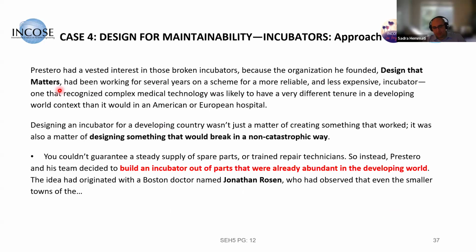What they did was try to solve this by using automotive parts to make incubators. That was their solution, to design something that would break in a non-catastrophic way. So if something happens, they can find an auto mechanic who could fix it instead of waiting for someone to come from overseas for repair. They built an incubator out of parts that were already abundant in the developing world, automotive parts, and I think it was Toyota or something.